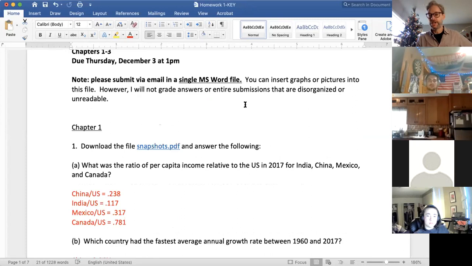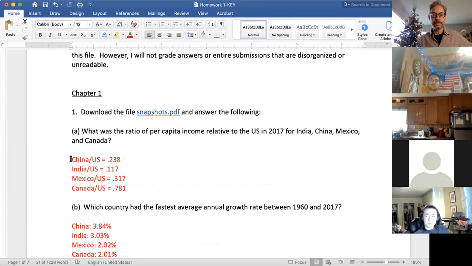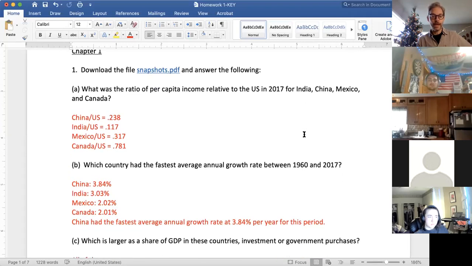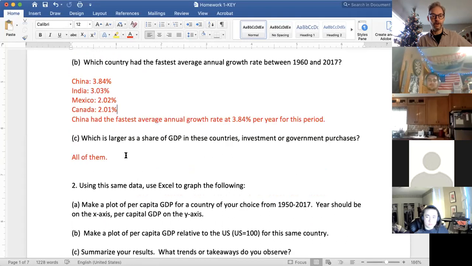So for the most part in question number 1, we didn't have any problems. I think most of you were able to get the ratios of per capita income in these countries relative to the US, right? So income in these countries should be in the numerator, income in the US should be in the denominator. Most of you had no problem calculating the growth rate, or which is larger as a share of GDP, investment or government purchases. In all of these countries, investment was larger than government purchases.